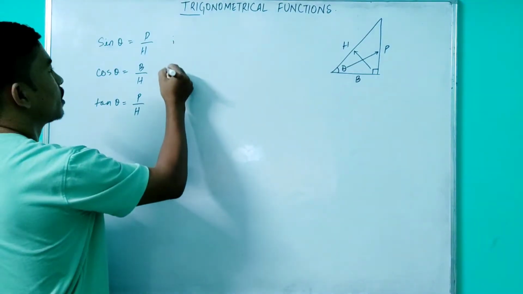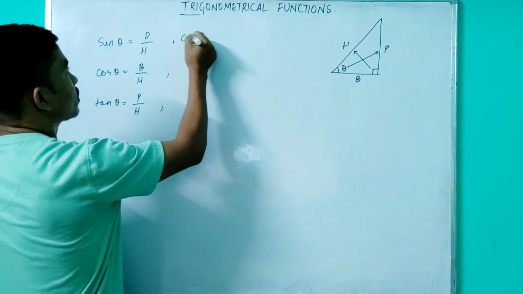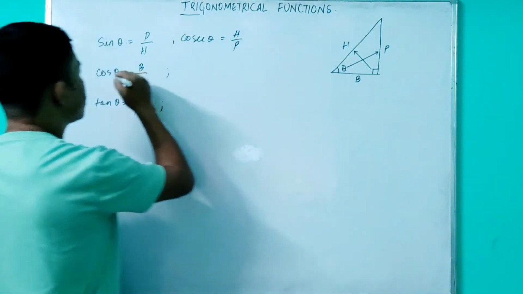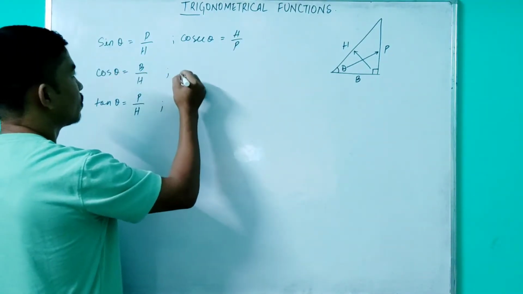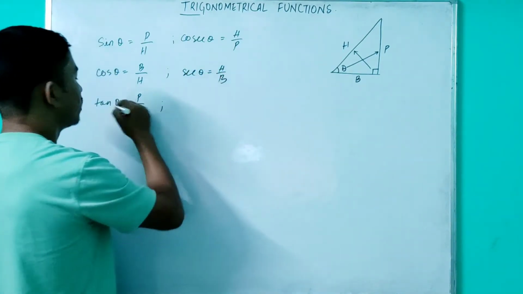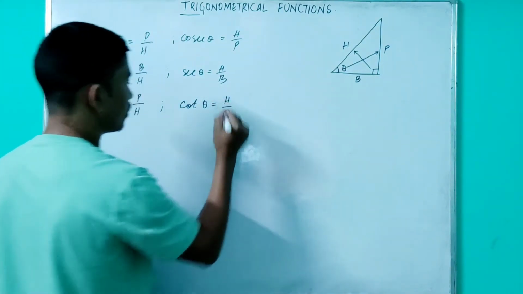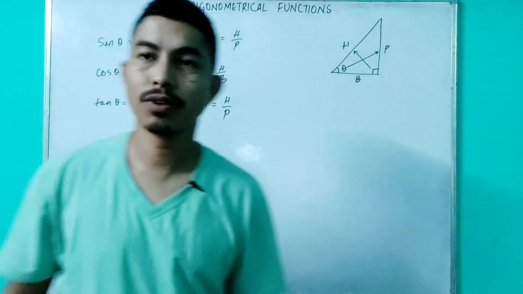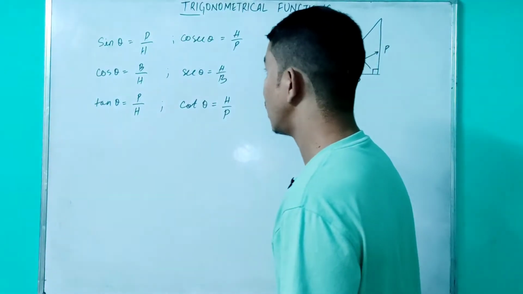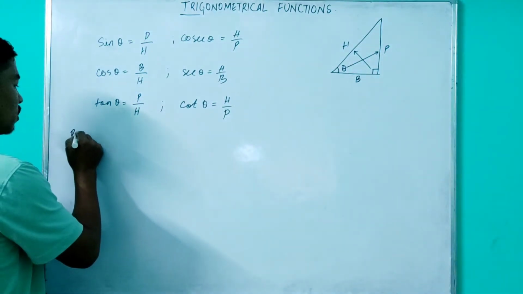In the same way, if I reverse these ratios, the trigonometric ratio we obtain is cosec theta. Cosec theta is the reciprocal of sine theta and is given by hypotenuse by perpendicular. Similarly, the reciprocal of cos is sec theta, given by hypotenuse by base, and for tan we have cot theta, which is equal to base by perpendicular. So these six trigonometric ratios are the ratios of the different sides of a given right angled triangle.